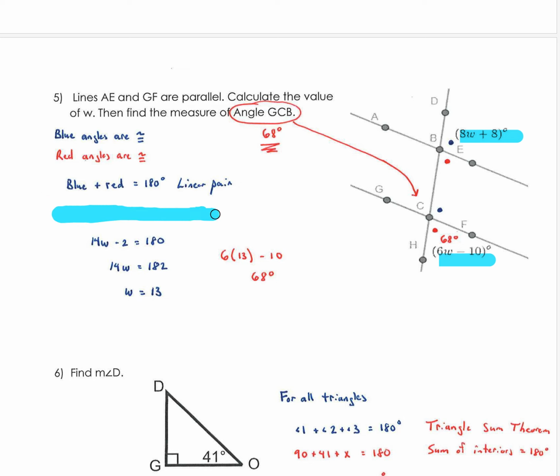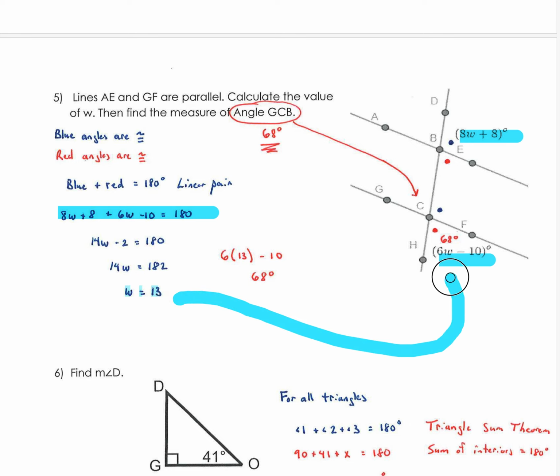I added them up, and I set them equal to 180. And then I solved for W. And once you know W, you can plug it back in. I took that W value and put it back in for W, which I did here, and got 68. But then once you know 68, then you know that angle is 68, and that was the question. Find the measure of angle GCB. GCB, this angle. But that angle and that angle have to be the same.